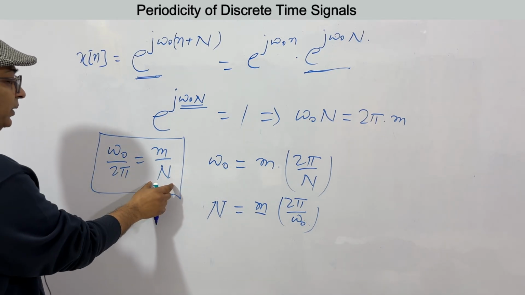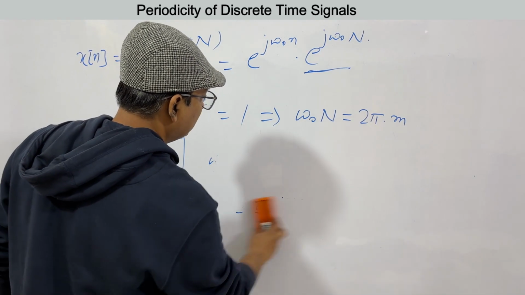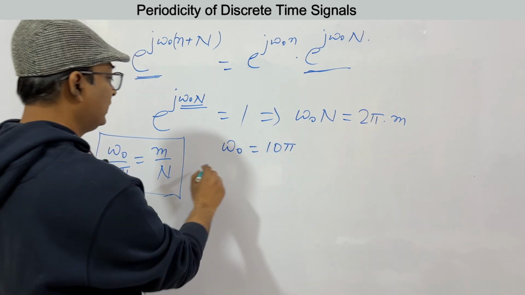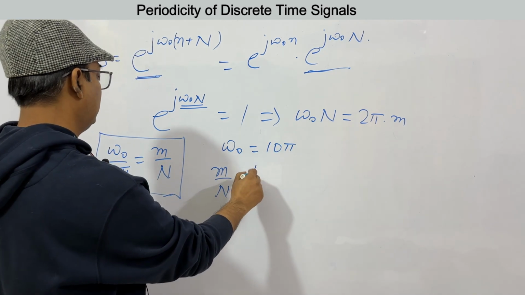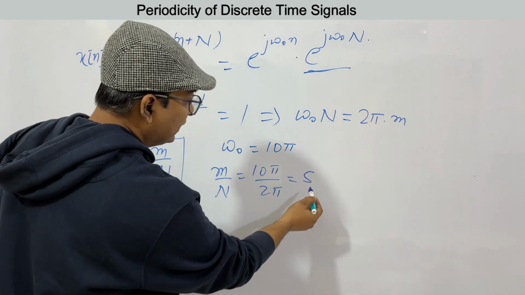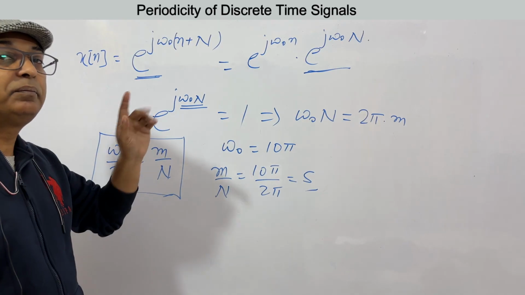This quantity has to be rational for this signal to be periodic. What is the meaning? Let's say our omega 0 is equal to 10 pi. Then our ratio m by n will be 10 pi by 2 pi, that is 5. It is a rational number. Therefore, when omega 0 is equal to 10 pi, this signal will be periodic.